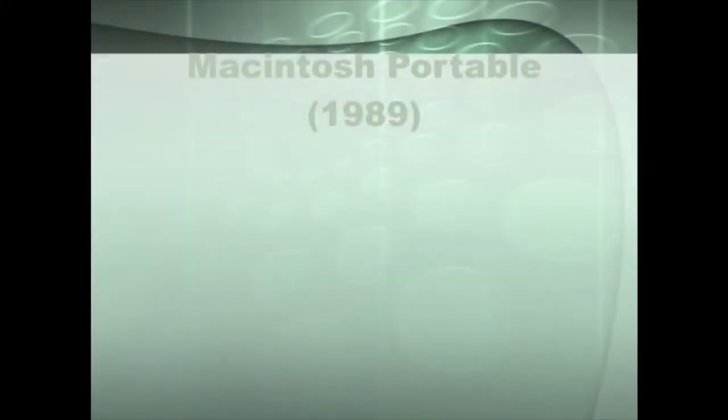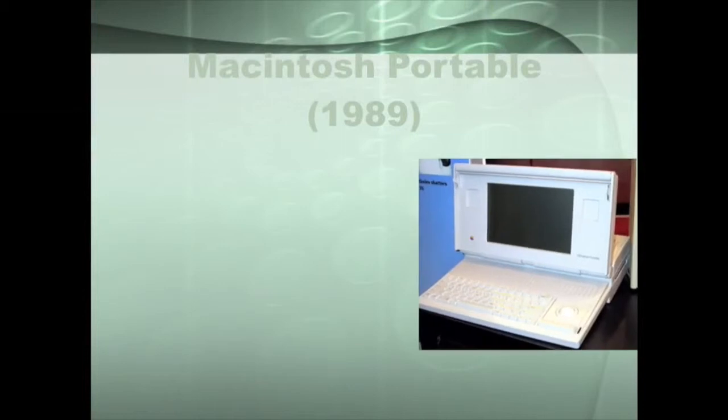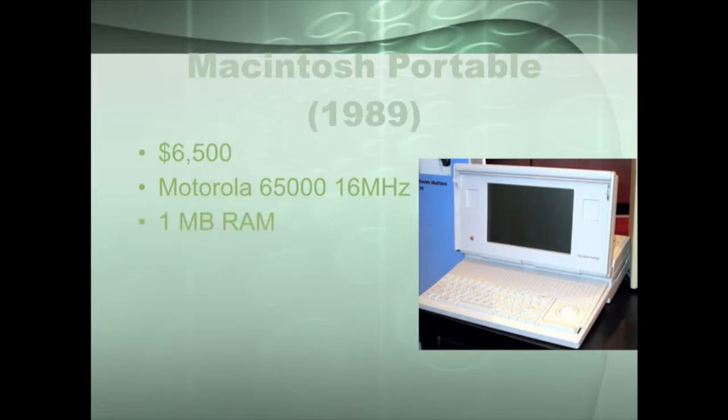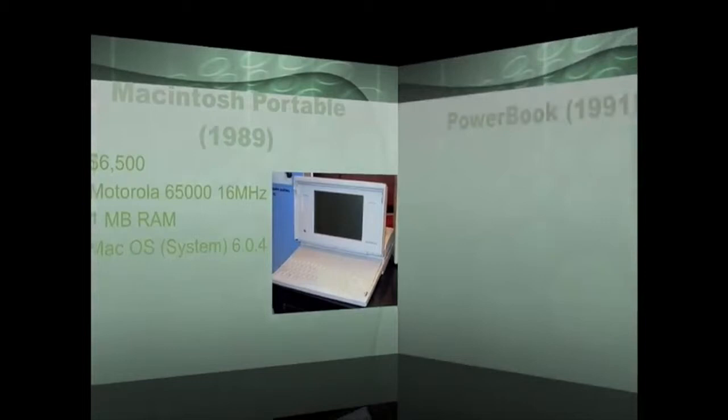That's what you do. Macintosh Portable, again, this was Apple's first portable machine, $6,500. Motorola 65000 at 16 megahertz, 1 megabyte of RAM, Mac OS System 604. Perfect, don't need any more than that.